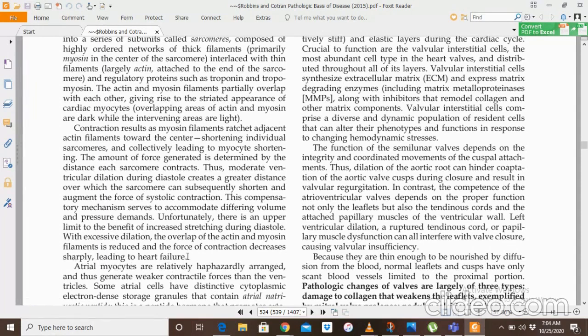So I have told you that the greater the dilation during diastole, the greater will be the contraction during systole. But when there is excessive dilation, the overlap of the actin and myosin filaments will be reduced and the force of contraction will decrease, and that leads to heart failure. Then the heart will be unable to pump the blood when there is excessive dilation of the heart. Okay, so this leads to heart failure.